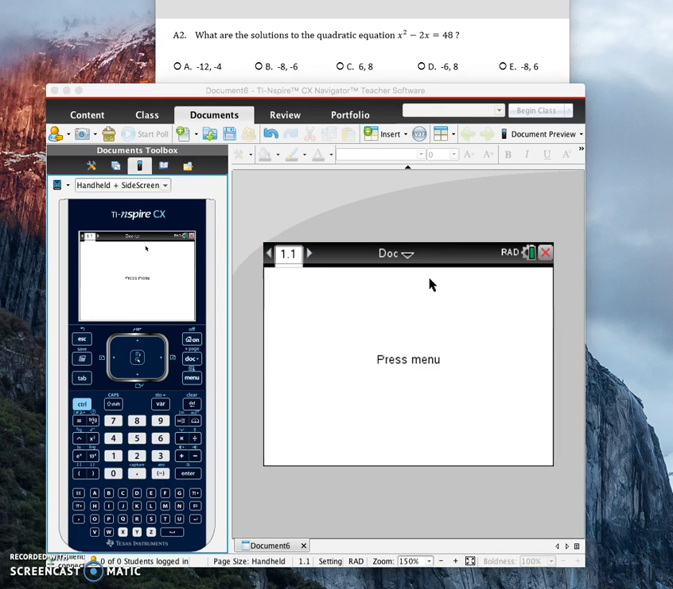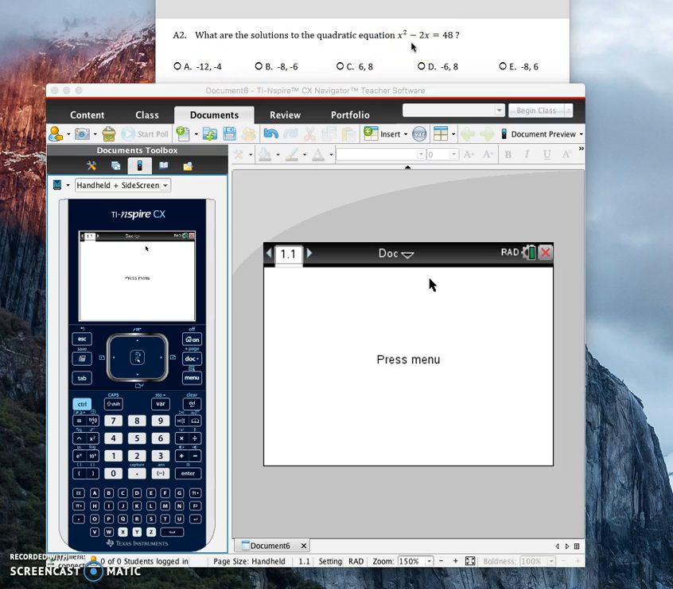Okay, now we're going to take a look at solving a quadratic equation and finding the solution. So, in the problem it says, what are the solutions to the quadratic equation x squared minus 2x equals 48? There's several ways to approach this. One is that you could just sub the numbers in. For instance, if I subbed in a negative 12 into the x squared here and also into x here, if I ended up getting 48, that's only part of the solution. I need to also sub in the negative 4 into this.